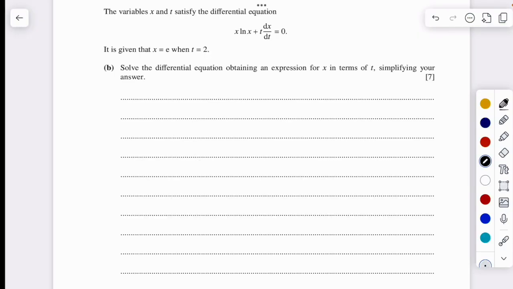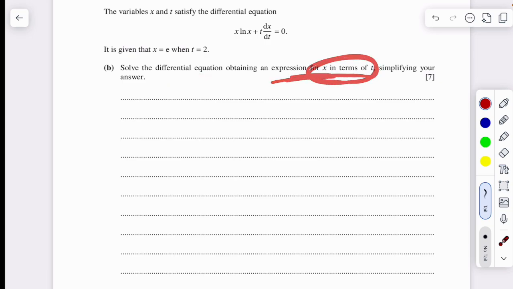Alright guys, now for part b, we've got the following question. We've got a differential equation (x ln x + t) times dx/dt equaling 0, and it's given that x equals e when t equals 2. Knowing that, it wants us to then solve the differential equation, obtaining an expression for x in terms of t. So how do we do that?